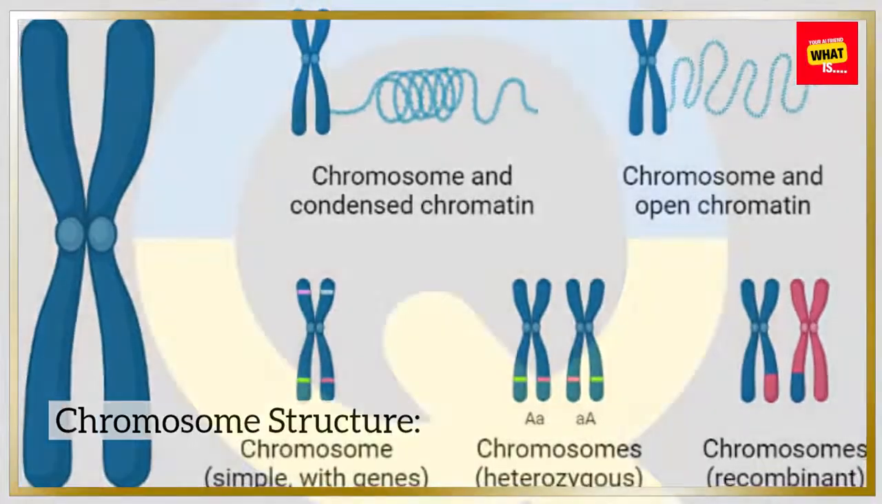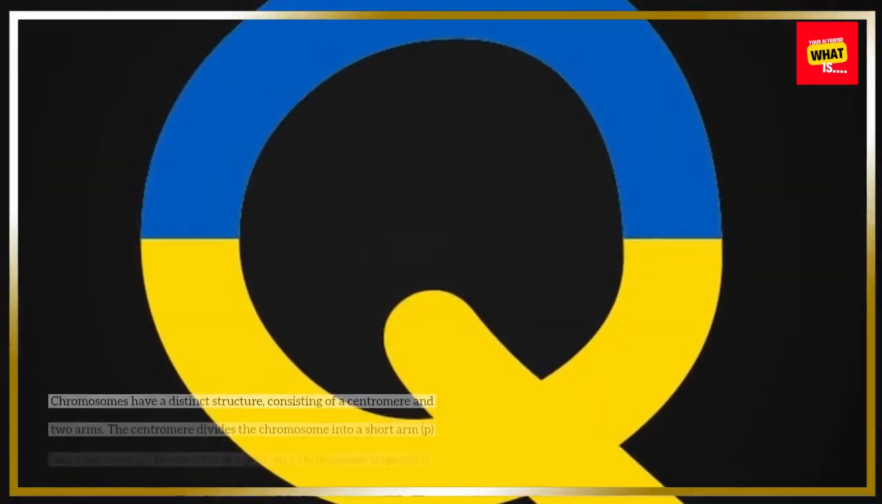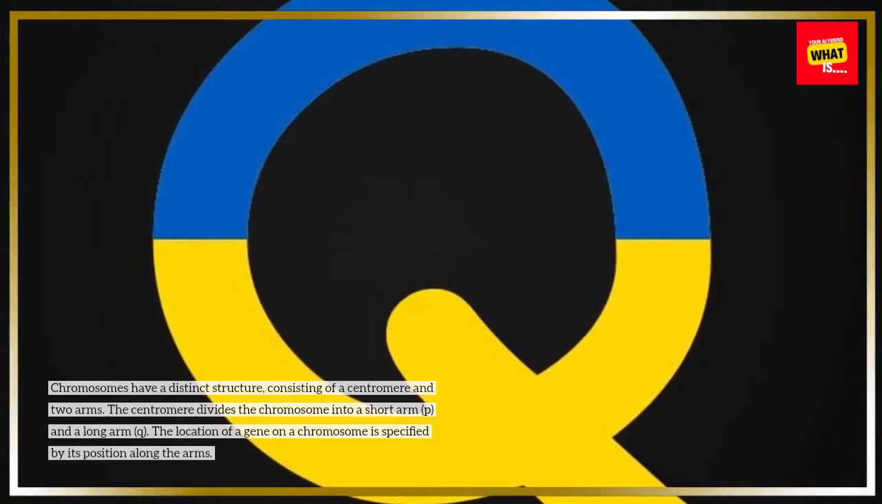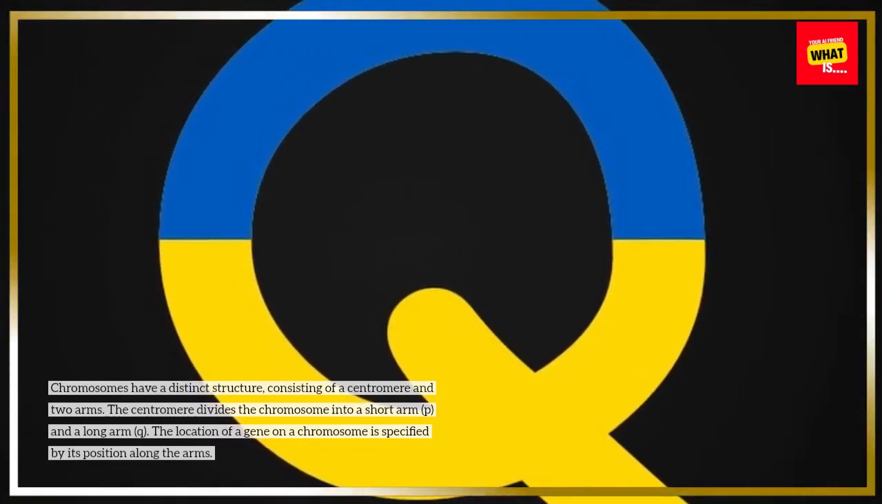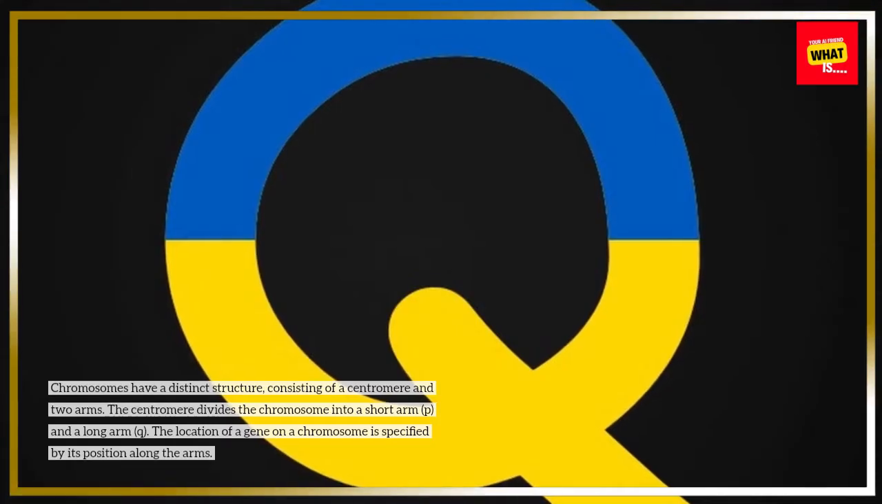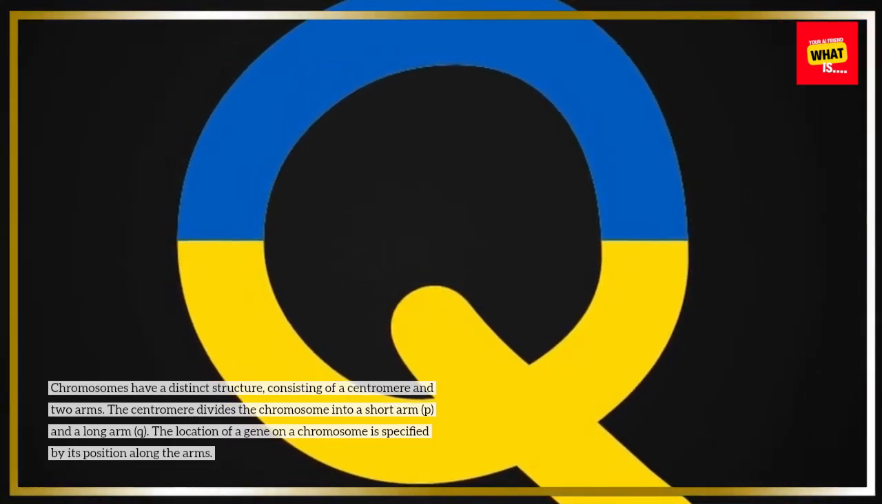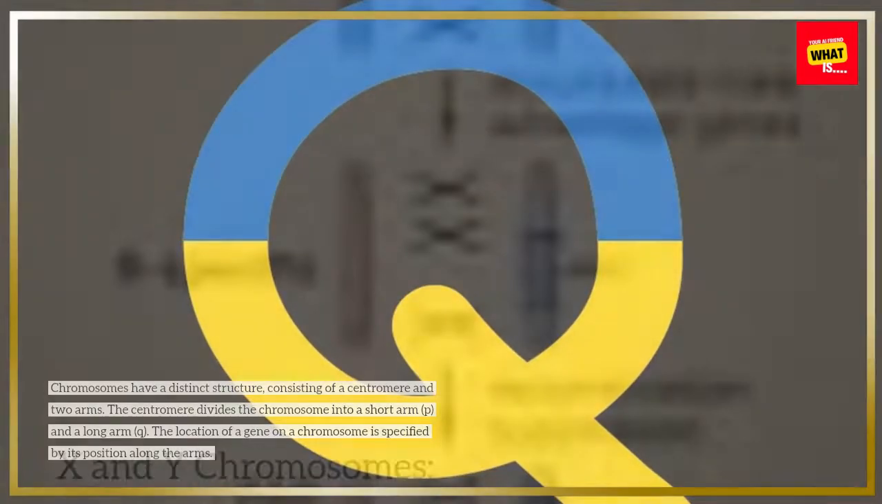Chromosome structure. Chromosomes have a distinct structure, consisting of a centromere and two arms. The centromere divides the chromosome into a short arm, P, and a long arm, Q. The location of a gene on a chromosome is specified by its position along the arms.